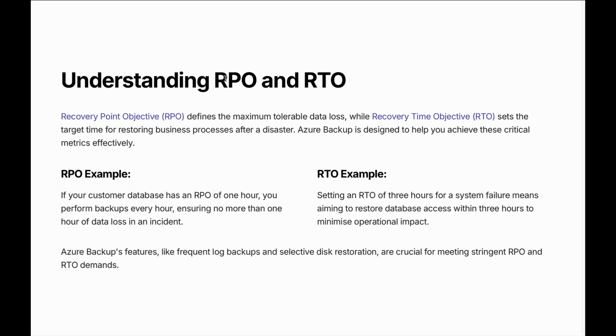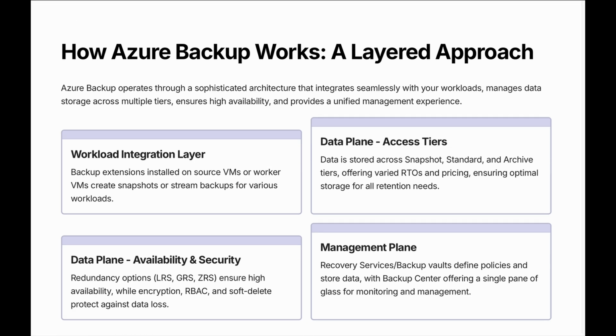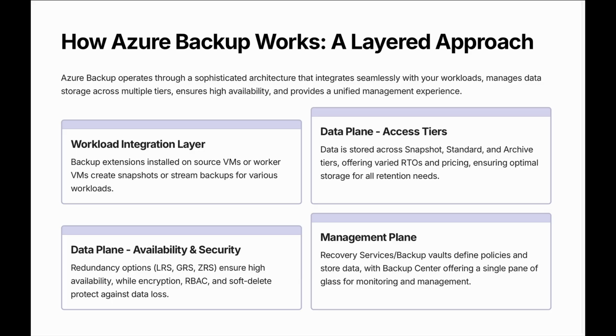Right? And RPO and RTO is what we understood deeply in the last video. But just to summarize, RPO is how often we are taking backups. Like if we are taking backup every 4 hours, meaning we will always have 4 hours of data. And RTO is if a disaster happens, how quickly we can recover our workload. So if we say 3 hours is our RTO for our application, meaning we can recover from an outage in 3 hours. So how does Azure Backup actually work?